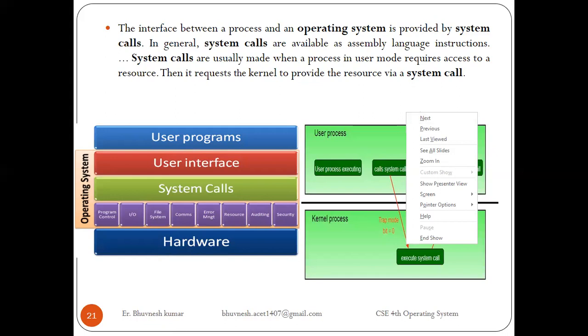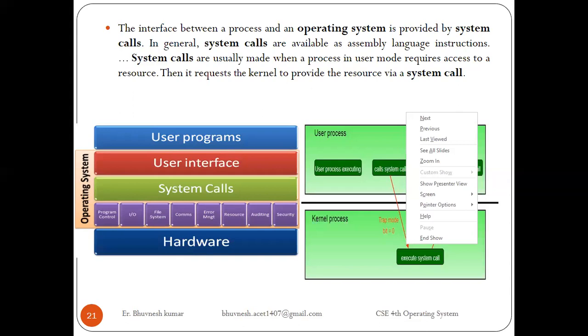Okay, the interface between a process and an operating system is provided by a system call. In general, system calls are available as assembly language instructions. When I right click, the instruction gets executed, and you will know that instructions are your source code. That code gets executed.